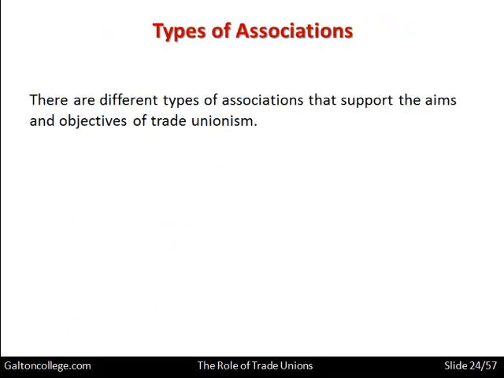Now, the types of associations. Well, there are different types of associations that support the aims and objectives of trade unionism. For example, the Trade Union Congress, the TUC. The Trade Union Congress is, and I'll talk about these later, simply a collection of all the various unions. Not just one union in the country. There are many unions in the country covering different trades, different occupations, different professions, different types of work. So the TUC is like an umbrella organisation that all of those can go and get support from. So they all fit under the TUC.